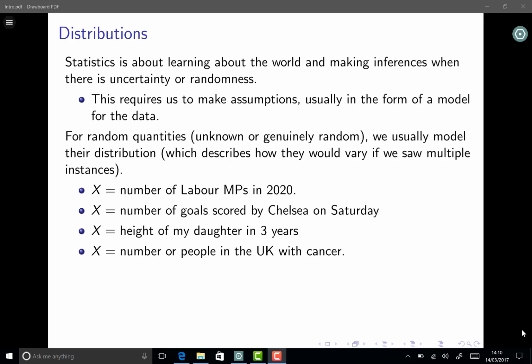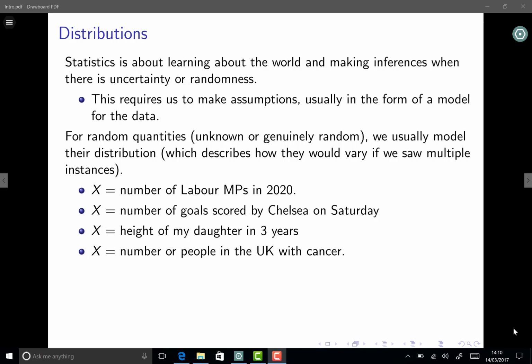So the distribution of a random variable describes how the variable varies if we were to see multiple instances of it. So in the previous slides, we've looked at the mean of a sample. We might only have one mean, but we can think about how that number would vary if we were to collect it multiple times. And so that's what we're doing with modelling. We may only have one instance of a quantity, but we might model it by some particular distribution where that distribution describes how we think it would vary if we were to see it multiple times.